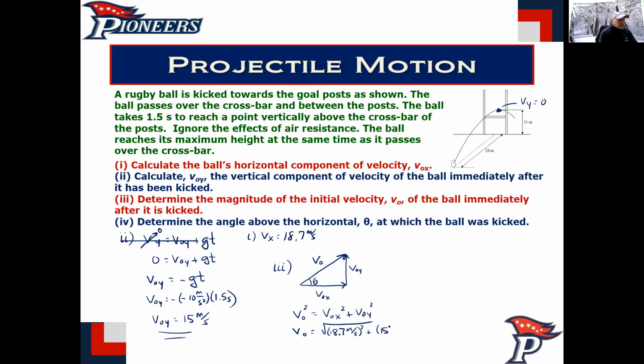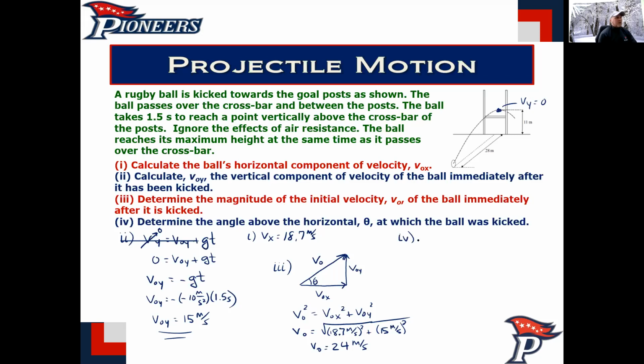And that was 15. So use Pythagorean's theorem, 18.7 squared plus 15 squared, 573, take the square root, 23.946. So I'll just call that 24 meters per second, right? And so that's VO, right? Like the last problem, that was the value given. We found VOX and found VOY. So it's just showing you a different way of doing that. You're still using the same concepts, but just a different approach.